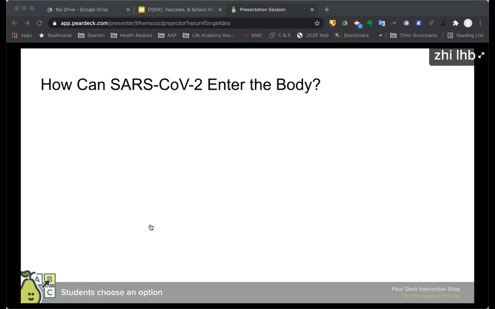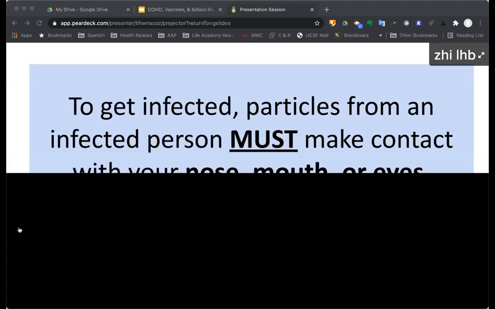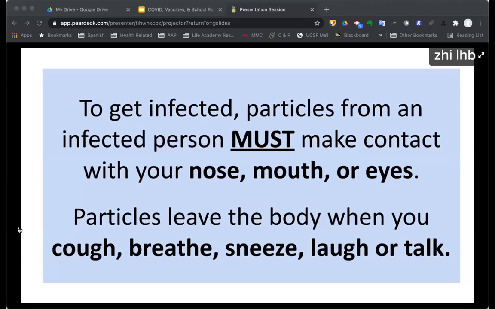All right. Y'all are smart. I'm very impressed. There are a lot of adults that don't know this. Well done. So you are correct. To get infected, particles from an infected person, meaning SARS-CoV-2 from an infected person, need to get in contact with a person's nose or mouth or eyes.